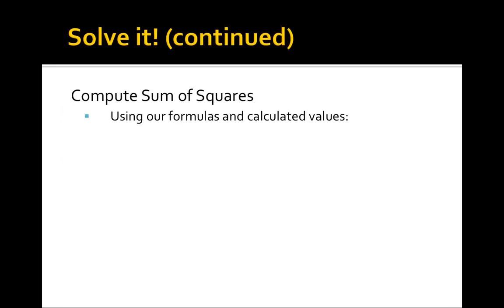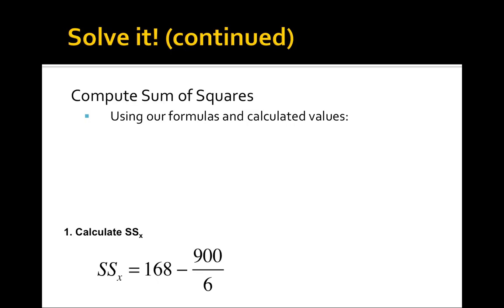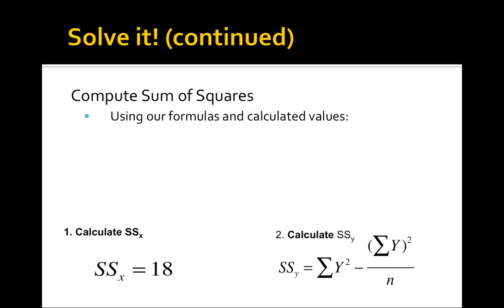So now we compute our sum of squares. As you know, SSX equals sum of x squared minus sum of x quantity squared over n. We replace the values and get 168 minus 900 over 6, which gives us 18. Sum of squares y, same thing. We have the formula from the previous and the values from the previous table. We substitute, and we get SSY equals 72.